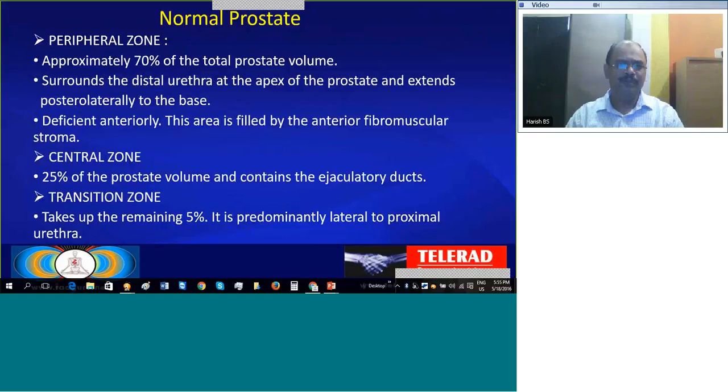The peripheral zone constitutes approximately 70% of the total prostate volume, and it surrounds the distal urethra at the apex of the prostate and extends posterolaterally to the base. The peripheral zone is deficient anteriorly, where it is filled by the anterior fibromuscular stroma. The central zone constitutes about 25% of the prostate volume, and it contains the ejaculatory ducts. The transition zone, which predominantly lies lateral to the proximal urethra, constitutes the remaining 5%.